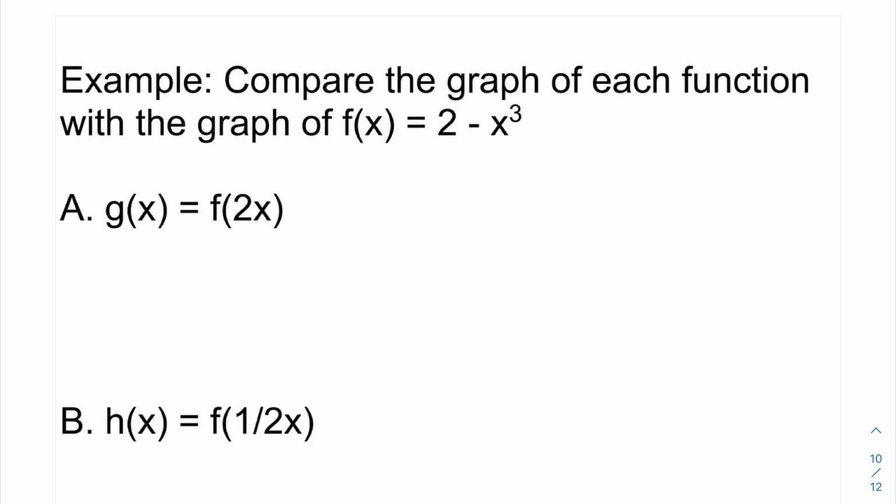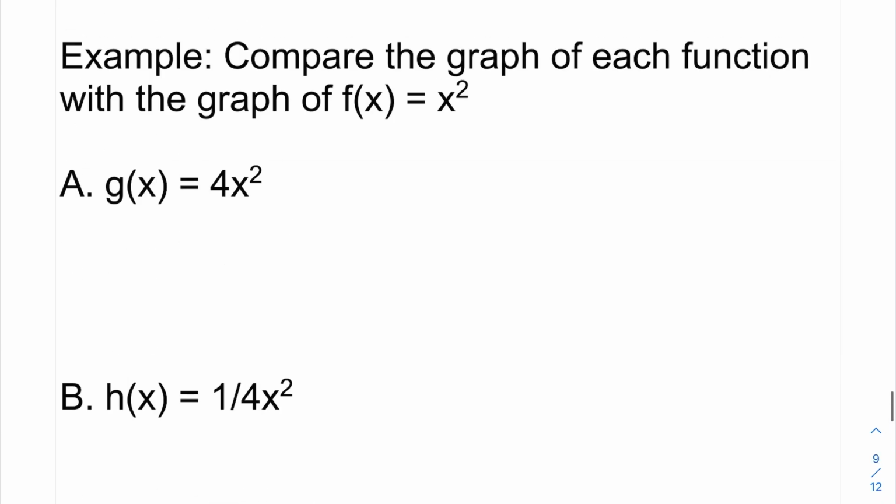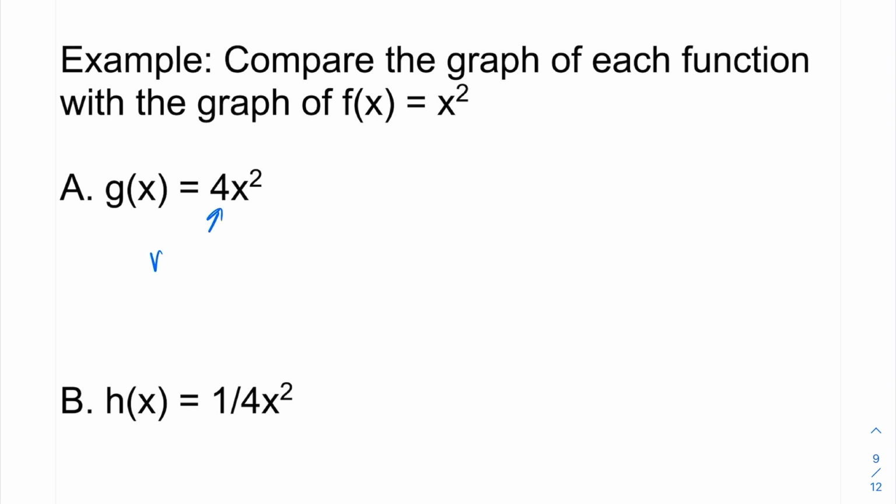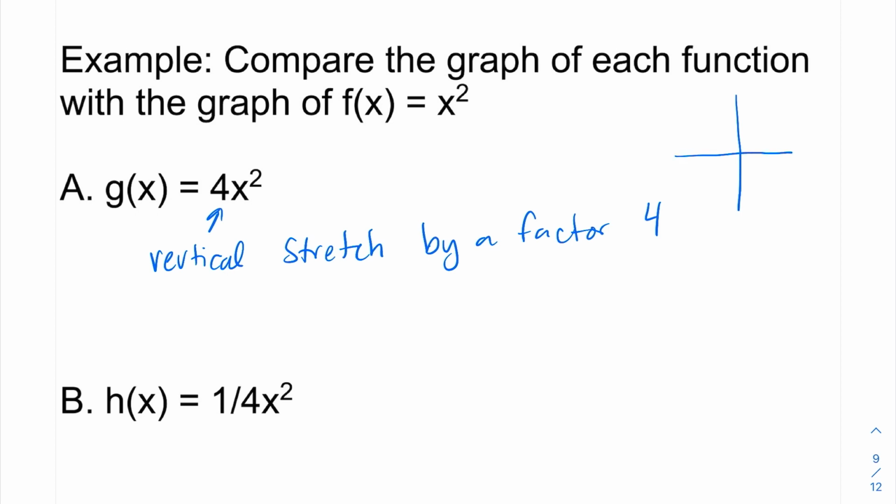Okay. So because the 2 happens in, oops, I'm on the wrong example. Because the 4 happens outside of parentheses, this will be a vertical stretch by a factor of 4. So this graph should appear narrower. And you can plug in your points, 1, multiply it by 4. It's going to go up to 4, negative 1, up to 4.